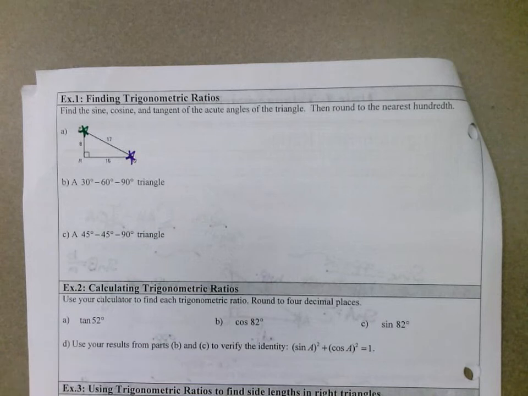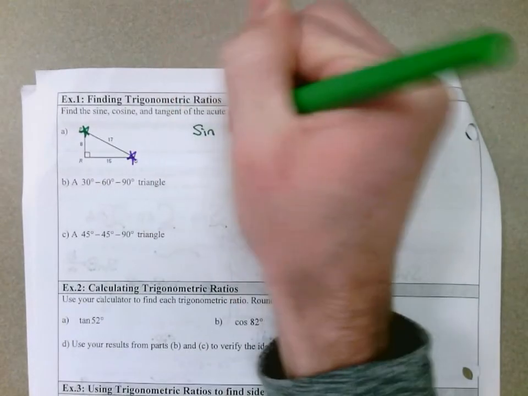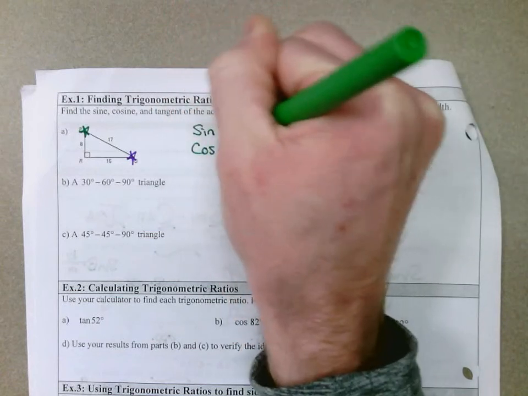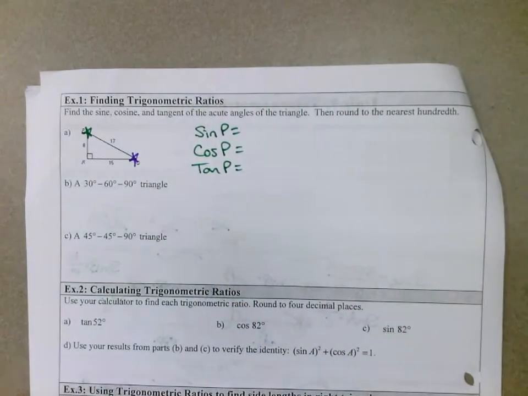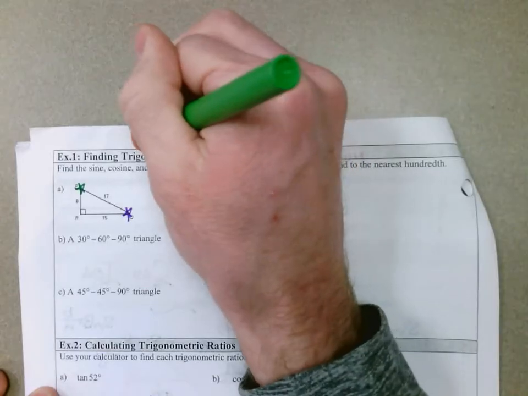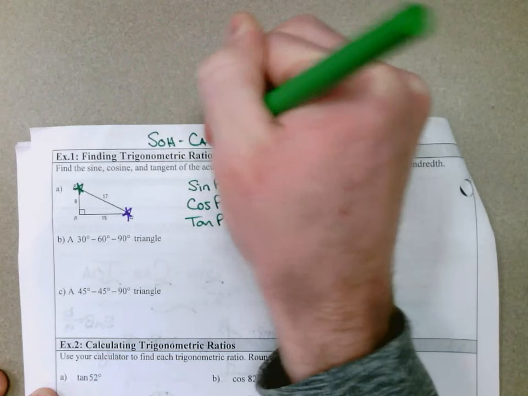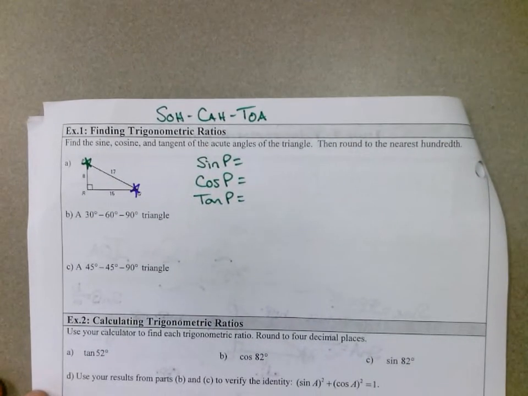So first up, I'm going to get myself prepared. I'm going to lay it out as I'm going to look for the sine from angle P. I'm going to look for the cosine from angle P. And I'm also going to be looking for the tangent from angle P. All right, SOHCAHTOA. I'm going to go ahead and write that good name up here. SOHCAHTOA. And this is going to help me remember what those three different ratios are.